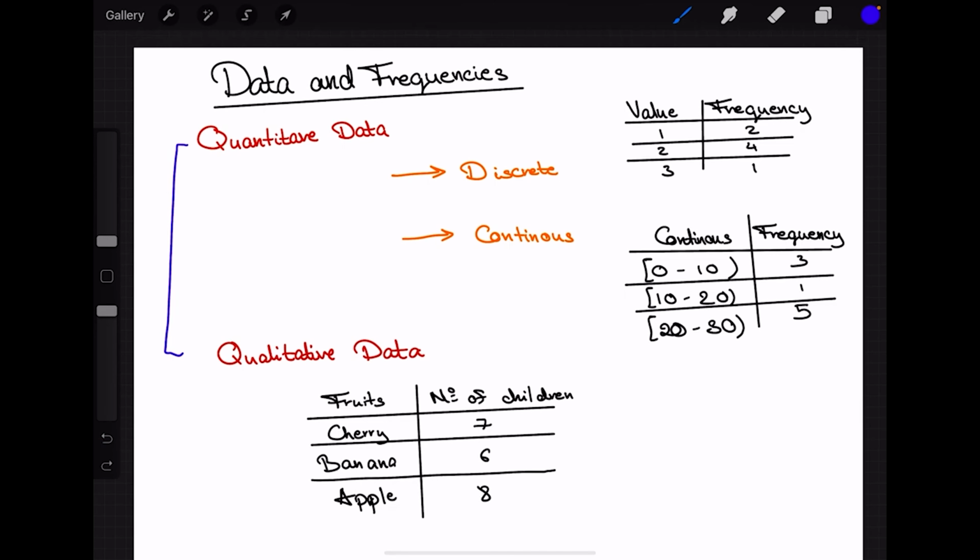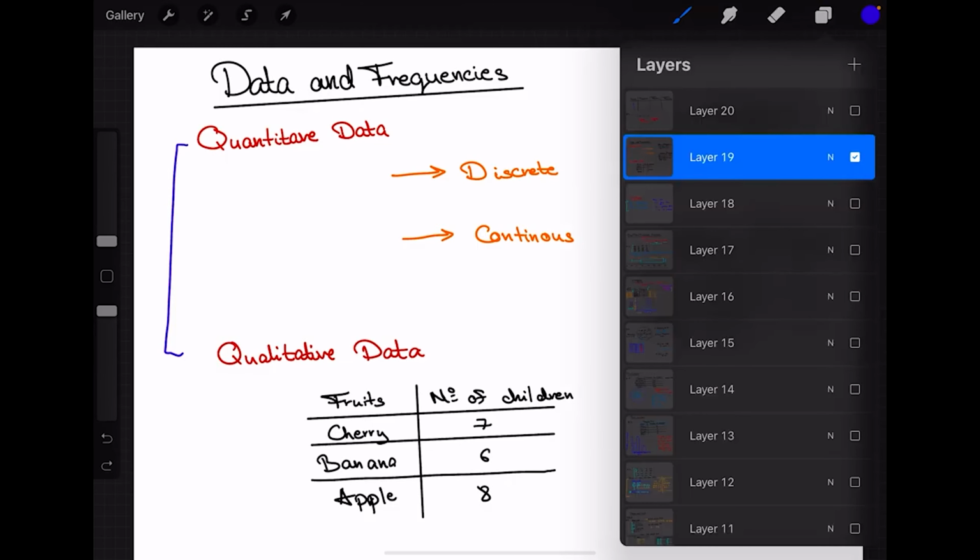Qualitative data, on the other hand, will give you a specific topic. For example, in this case, I wrote fruit, and the number of children who have these specific fruit as their favorite fruit. So there are 7 children who prefer cherries, 6 who prefer bananas, 8 who prefer apples. This is how you would describe qualitative data. It does contain numbers, but it specifically has a subject that correlates to this data.